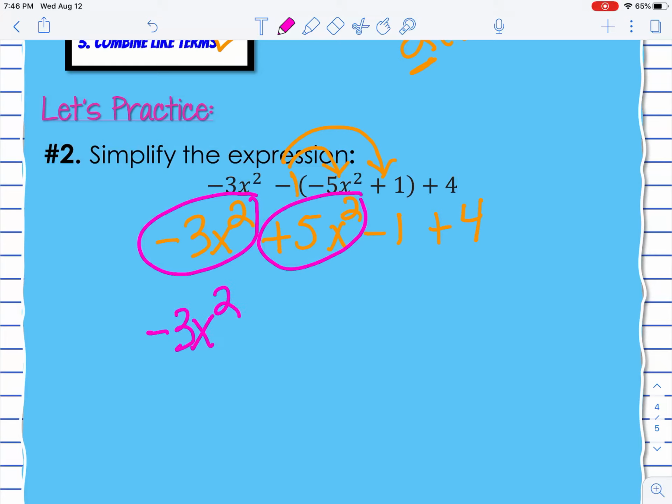-3 x squared plus 5 x squared. We're going to add them up. What do you get? Well, -3 plus 5. What is it? Pull out your calculator if you're not sure. You should get 2. Don't forget x squared. He's along for the ride. Now, you're going to type that 2x squared in the box underneath your line.